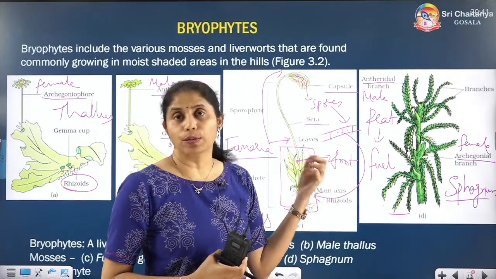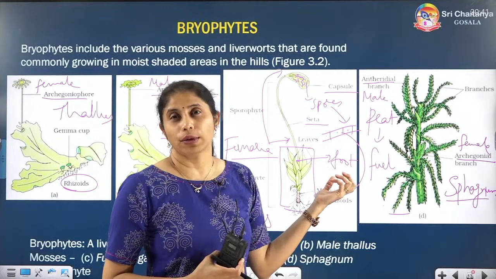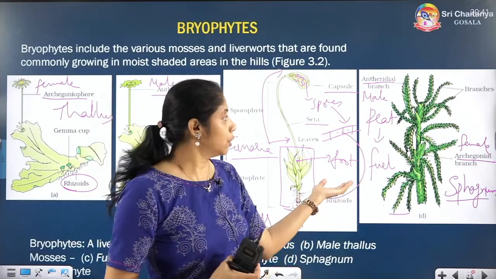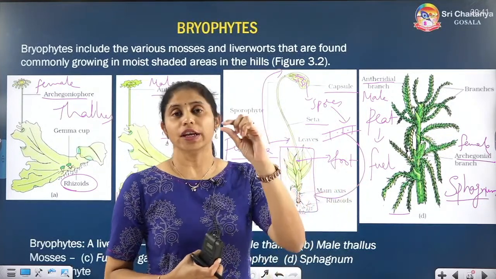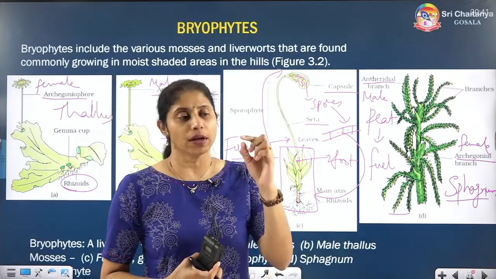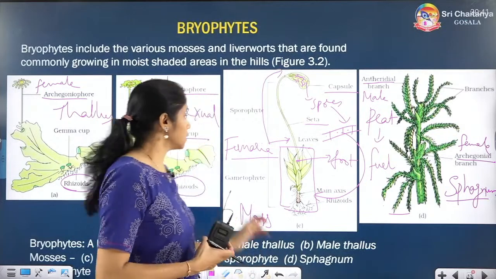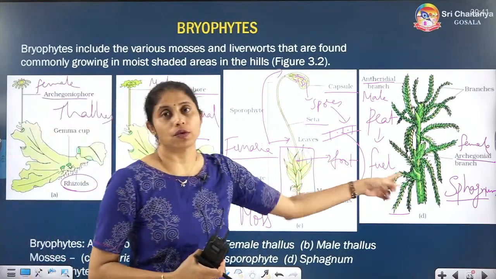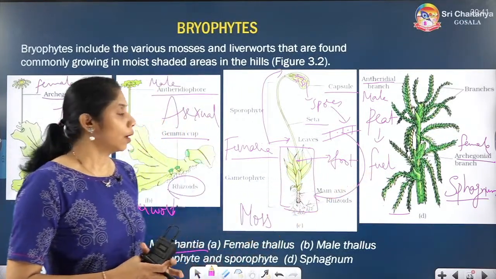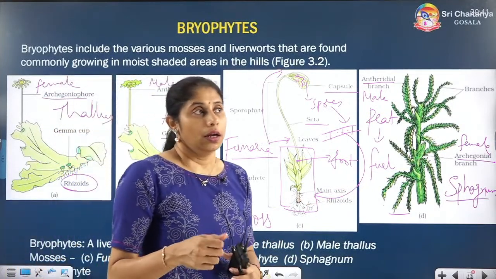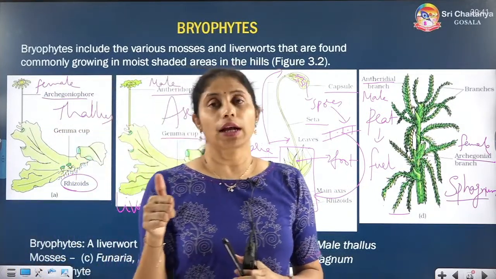Otherwise they are all very small. They can be used as fodder, but they are very small. Though the picture looks this big, they are almost microscopic, very small plants. That is about the bryophytes, liverworts and mosses. These two are mosses. Have all understood? If you understood, you can give the thumbs up so that I will proceed to the next one.